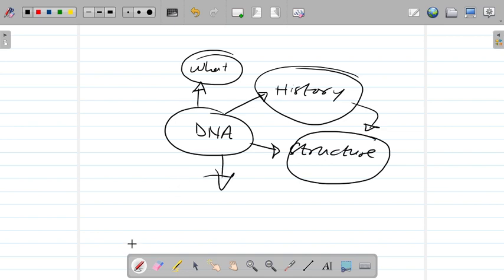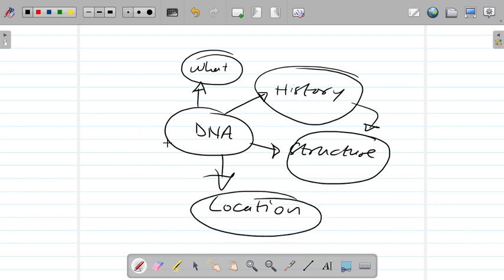And then, now that we know the structure of DNA, we will look at the location, the GPS: where DNA is found, in the nucleus and also in the mitochondrion. And then the role that it plays. So we will look at that role.